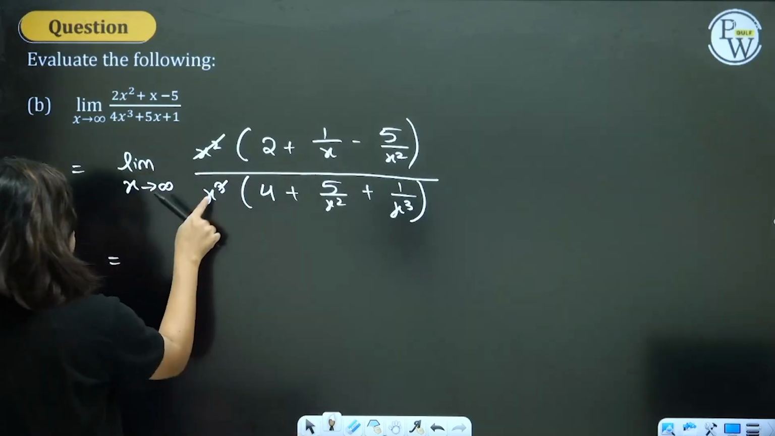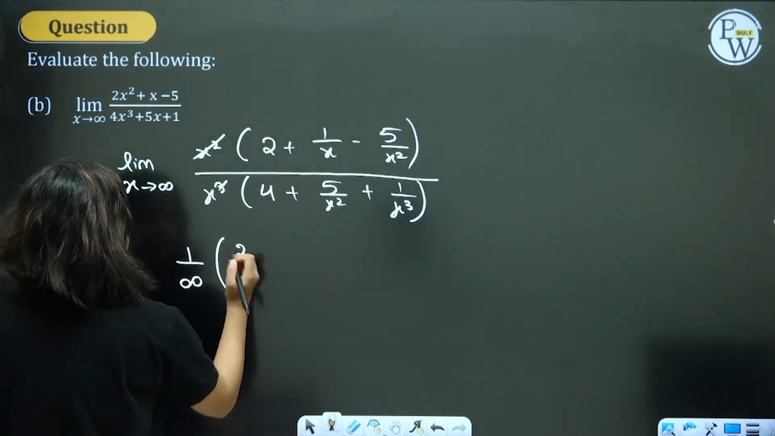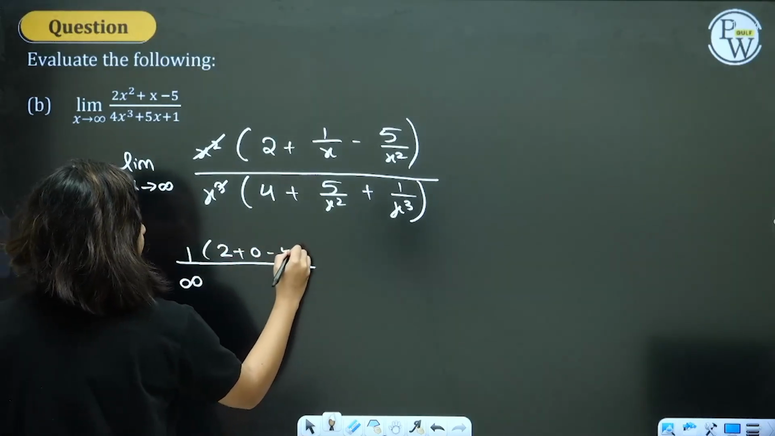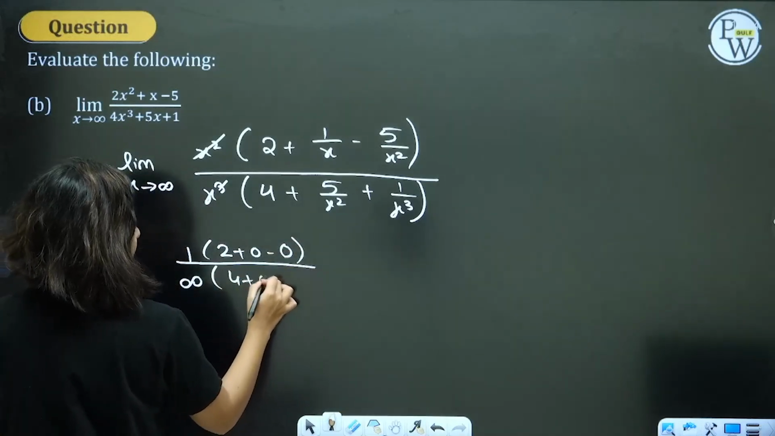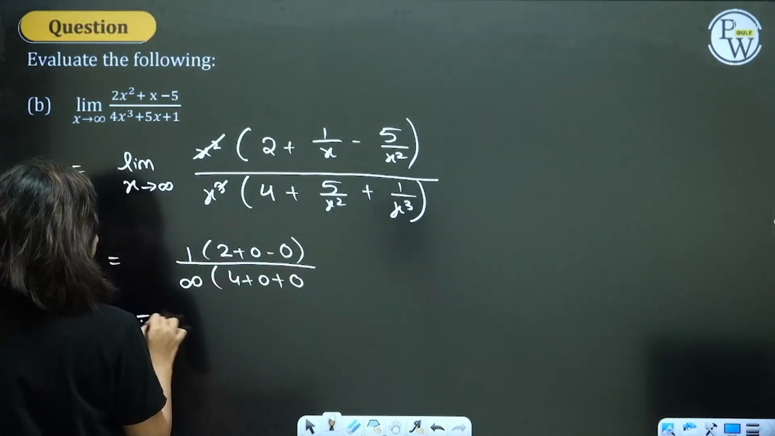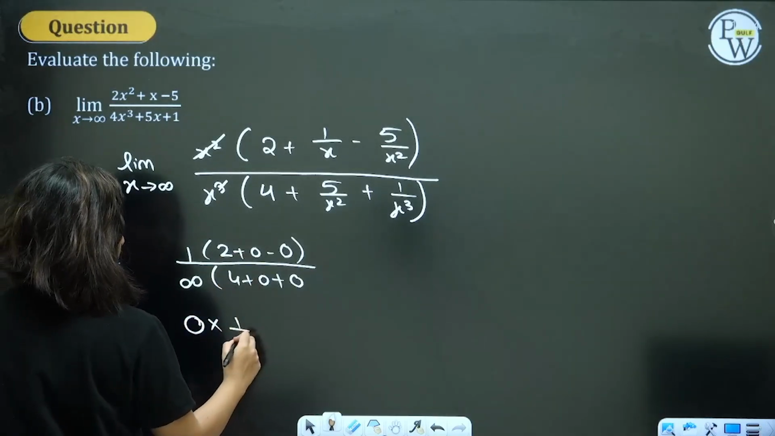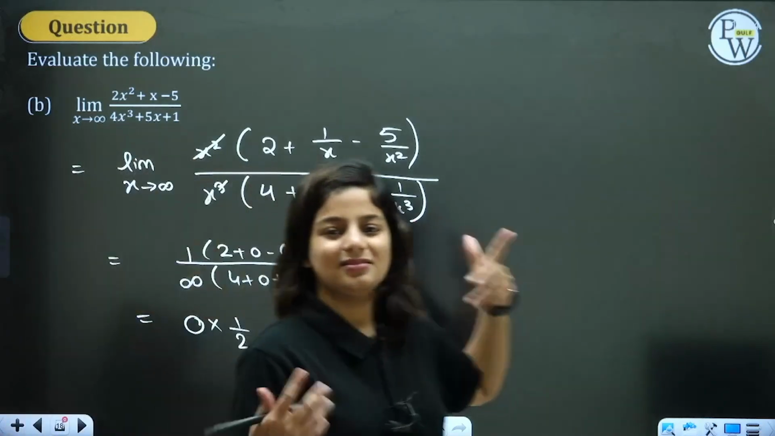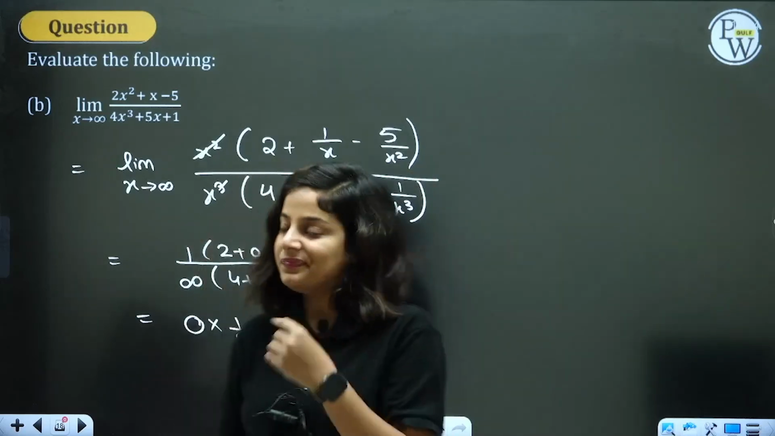Substitute the limit. 1 upon x is 1 upon infinity. In the numerator, 2 plus 0 minus 0. Denominator again, 4 plus 0 plus 0. 1 upon infinity is anyways 0. And 0 into any number, 2 by 4 is 1 by 2. It is going to give me the answer as 0. 1 upon x was your 1 by infinity, 0. The answer to this limit is 0.